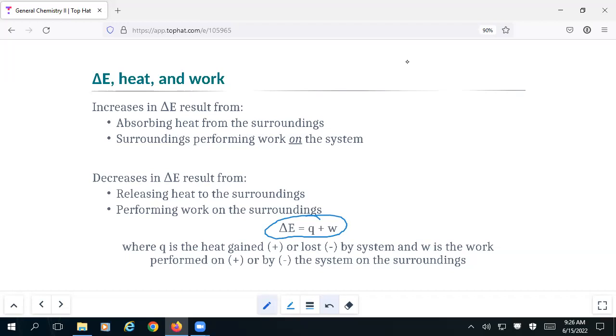Now, it is possible to have combinations of those things that are conflicting. Heat gets added to the system, but the system does work. So some energy comes in, some energy goes out. Work's done on the system, but it releases energy. And so we can monitor and track that with this equation and look at the net change. Change in energy is equal to heat plus work.